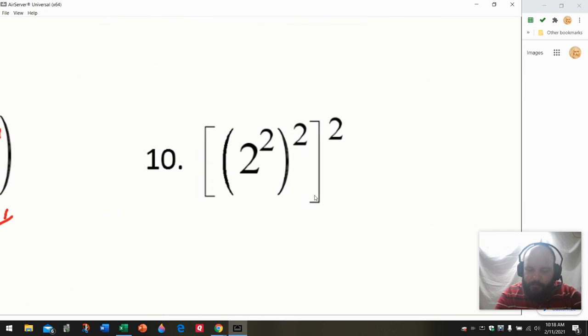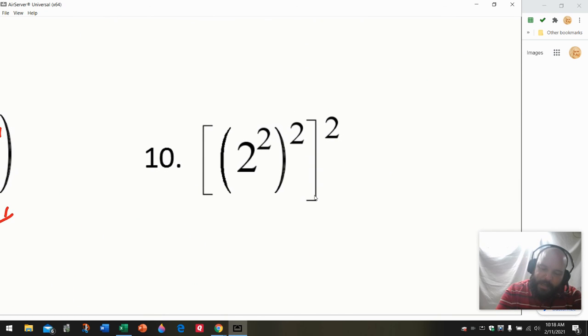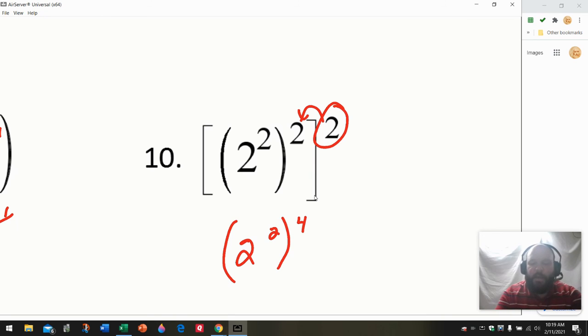So what we have here, and I'll work from the outside in, I'm going to take this 2 and multiply it by this 2. Now, here's the thing to remember: it does not distribute all the way in, okay? It only multiplies the power immediately inside. So 2 times 2 is 4. What we end up with is 2 squared and then to the 4th power. So this 2 goes in and multiplies the first inner 2, and it becomes 4.